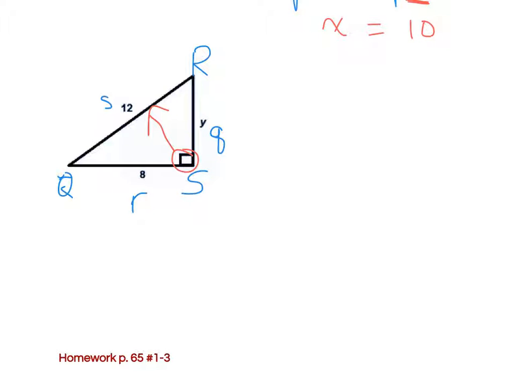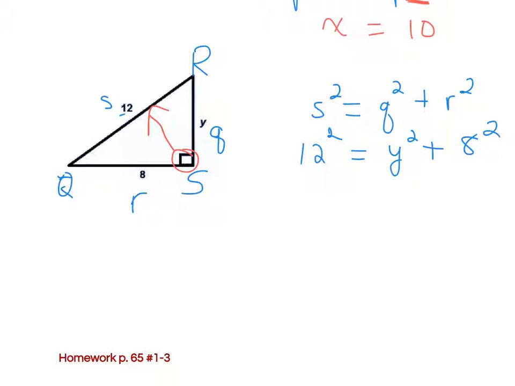So I can go ahead and write out my equation. So s squared is equal to q squared plus r squared. Now I'm going to fill in the values that I have. So I have for s, the side length is 12, so I'm going to fill that in. So 12 squared is equal to, I don't know what q is, so I have the symbol y there, so y squared plus, and then r happens to be 8. So I'm going to square that as well.